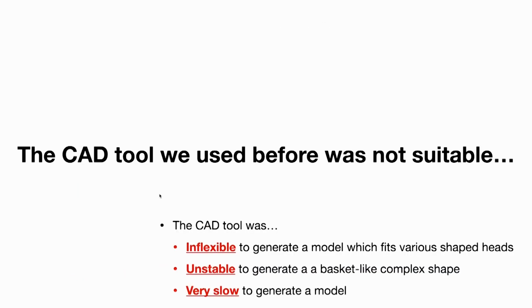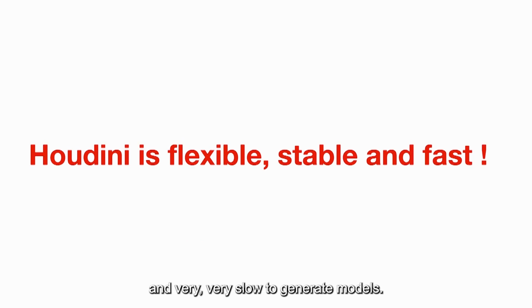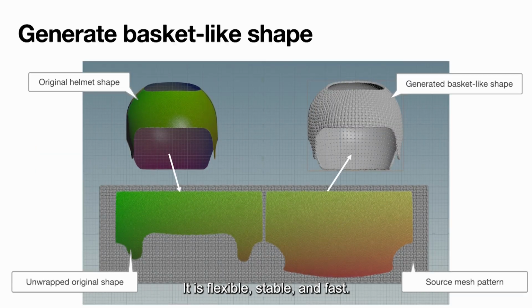So to generate a complex model, the CAD tool we used before was not suitable because the CAD tool was inflexible to generate a model which fits various shaped heads, unstable to generate basket-like complex shapes, and very slow to generate models. In our case, Houdini is very suitable. It is flexible, stable, and fast.